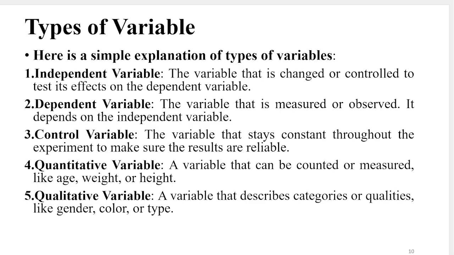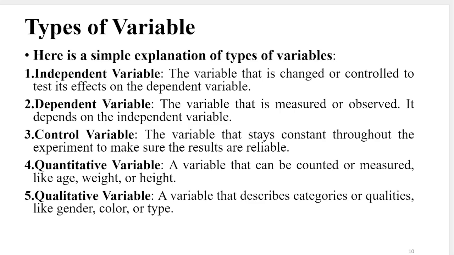In this slide, we have types of variables. We have different types of variables, and each one has a specific role in the study. First, the independent variable. This is the variable that the researcher changes or controls to see its effect on another variable. For example, in a study about eye health, screen time can be an independent variable.